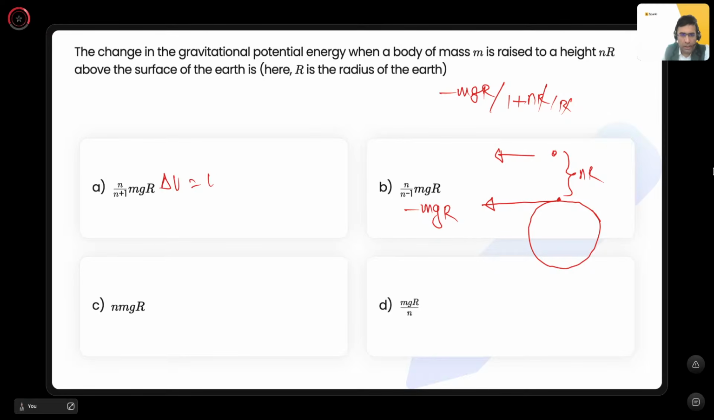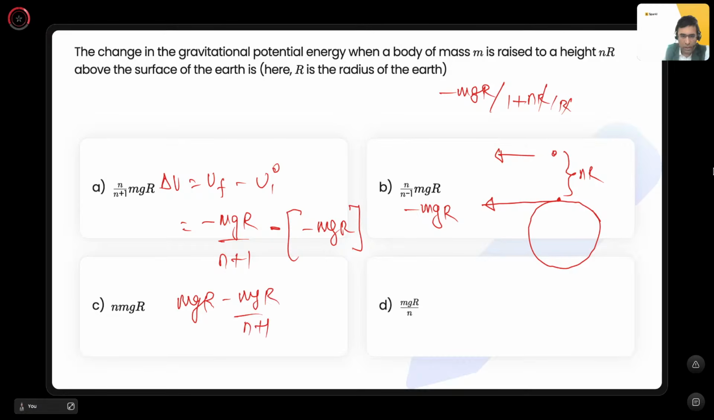So change in potential energy निकालेंगे, u final minus u initial. U final is minus of mgr upon n plus 1 minus of minus mgr. So this thing will become mgr minus mgr upon n plus 1, and this will become n mgr upon n plus 1.